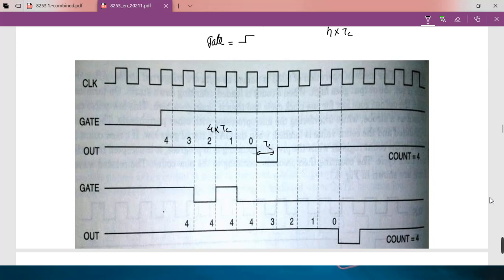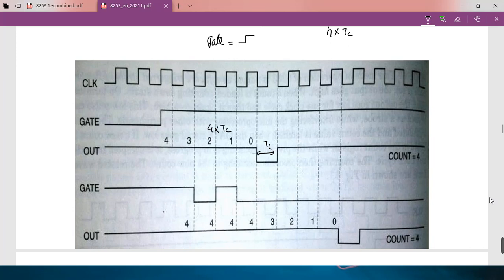So the only difference between the hardware triggered mode and the software triggered mode is that in software triggered mode you have to make the gate pin equal to high, and in the case of hardware triggered stop you have to apply a low to high transition on the gate. So here you are controlling this low pulse with the help of the gate pin. That's why it is called a hardware triggered stop mode.